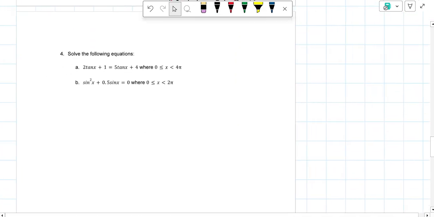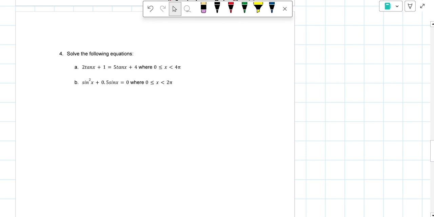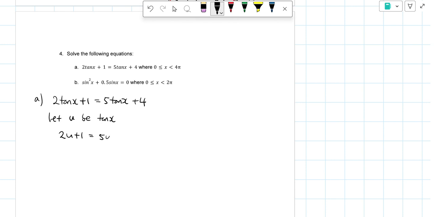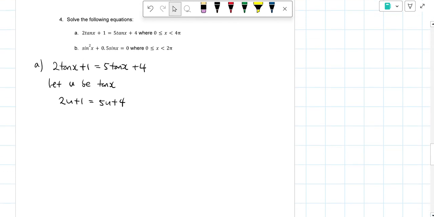Let's move on to the next question. Once again, same questions, same equations, but things are slightly more complicated, so let's give it a try. Part A. 2 tangent of x plus 1 is equal to 5 tangent of x plus 4. Well, once again, let u be tangent of x, which is going to be 2u plus 1 equals 5u plus 4. Solving for u, negative 3u is equal to 3, u is equal to negative 1. Tangent of x is equal to negative 1.